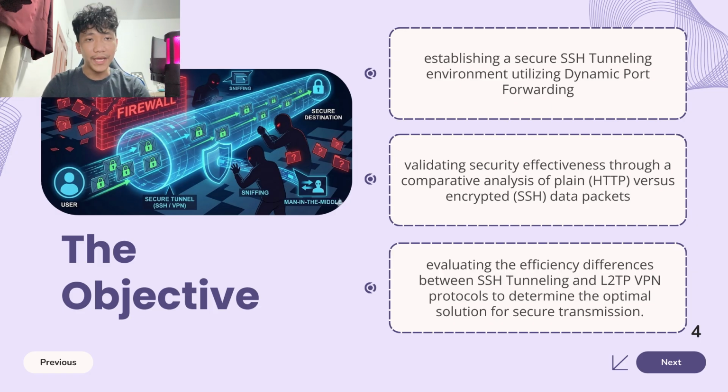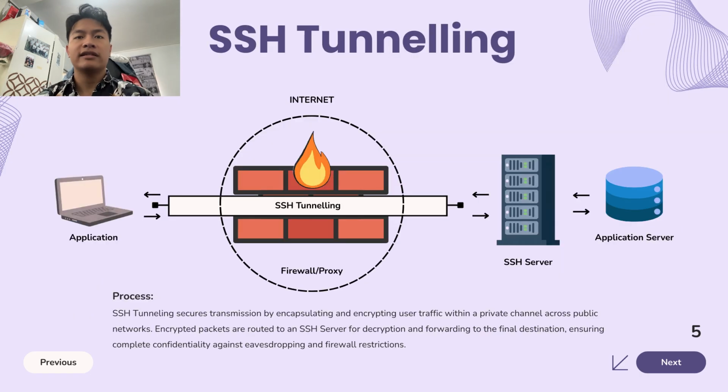So, to explain the first concept, I will invite Mr. Bagas. Let's start with the SSH tunneling. As illustrated in the diagram, SSH secures transmission by encapsulating user traffic inside a private channel. And then the data travels through the firewall securely, reaches the SSH server, and is decrypted. And finally, forwarded to the application server. This ensures confidentiality even when using public networks.